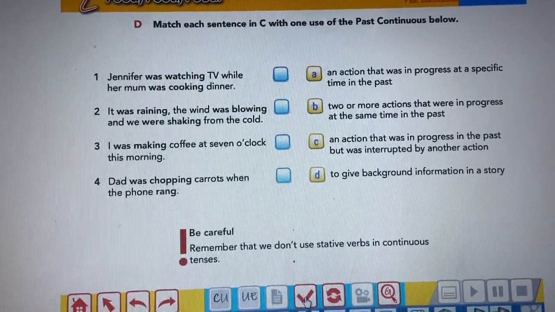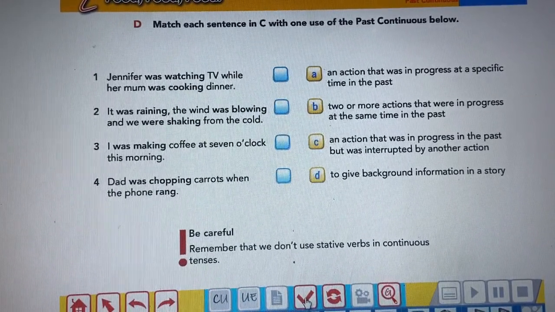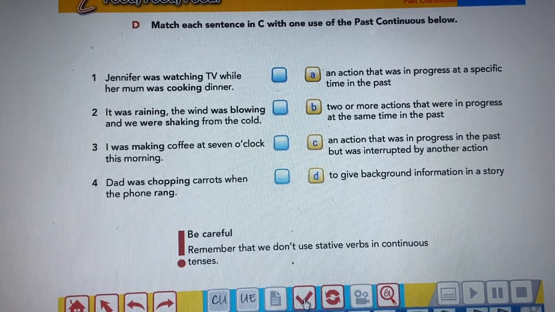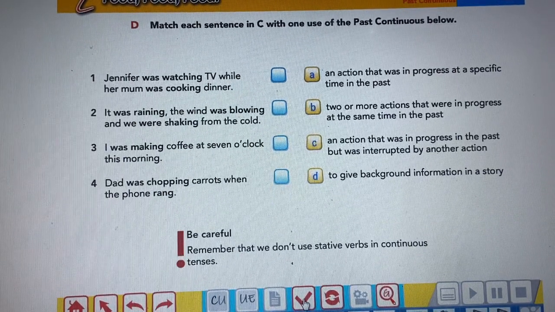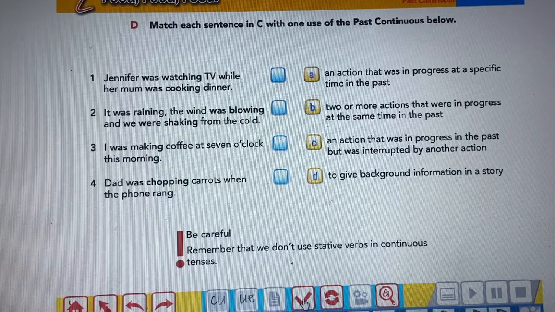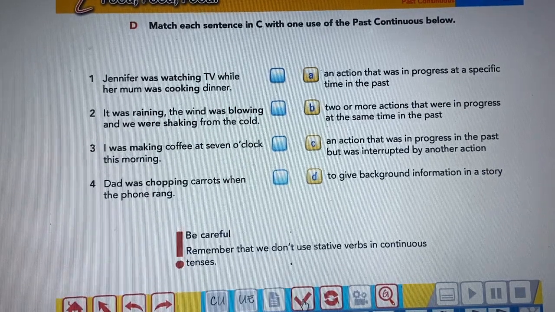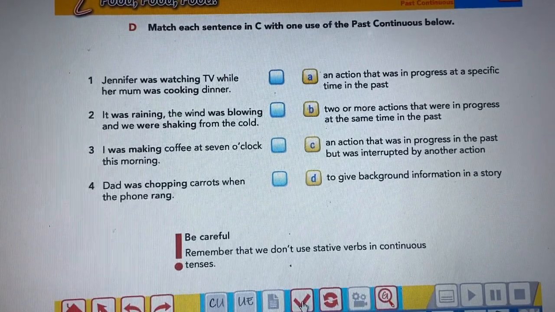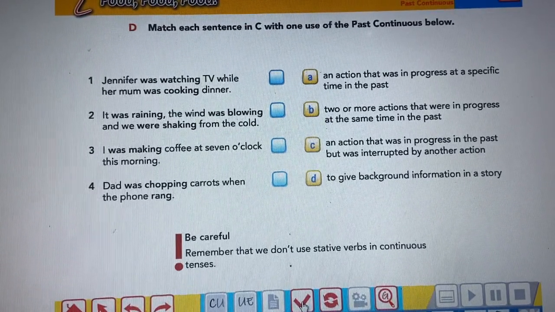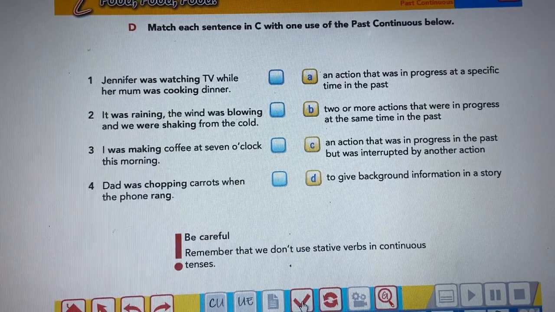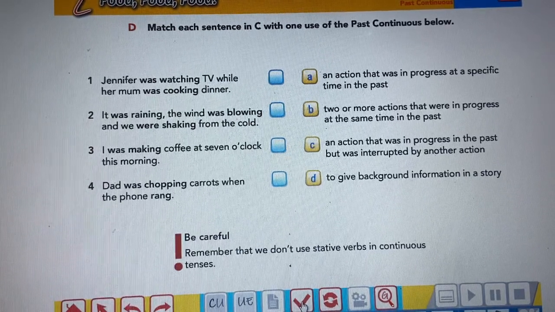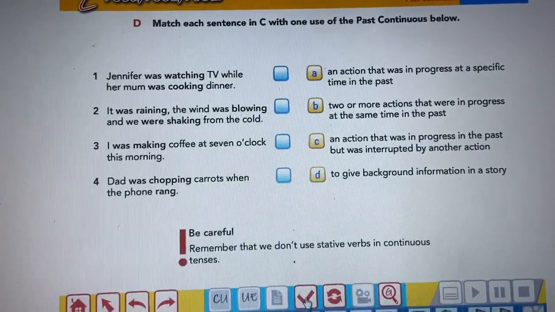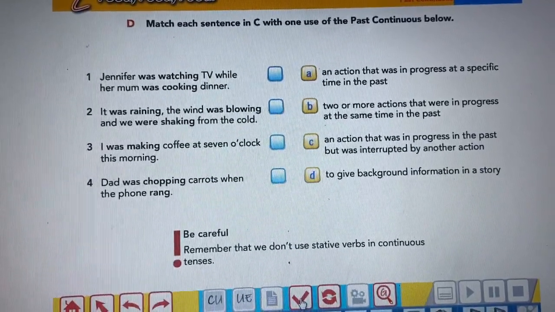And we have the uses. A, an action that was in progress at a specific time in the past. B, two or more actions that were in progress at the same time in the past. C, an action that was in progress in the past but was interrupted by another action. D, to give background information in a story. So let's start with the first one.